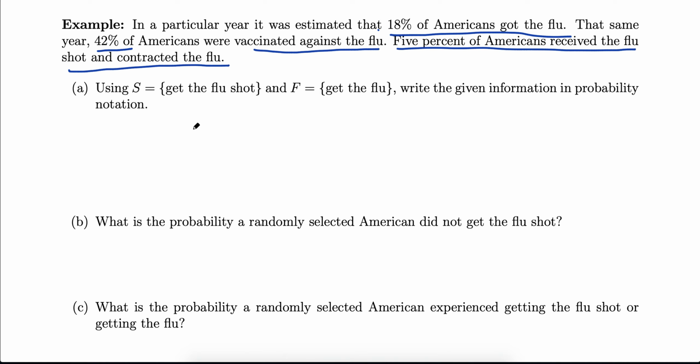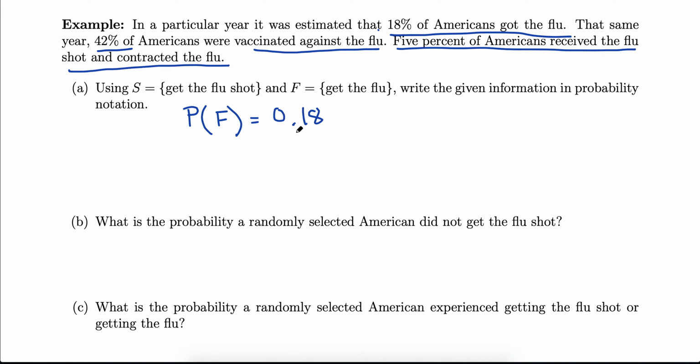Whenever you have a word problem, it's my very strong recommendation that you do something like Part A. You write down all the information that they give you in probability notation. So the first bit, 18% got the flu. We're going to use F for flu. So probability of getting the flu is 0.18. Again, just translating the word problem into our math notation.